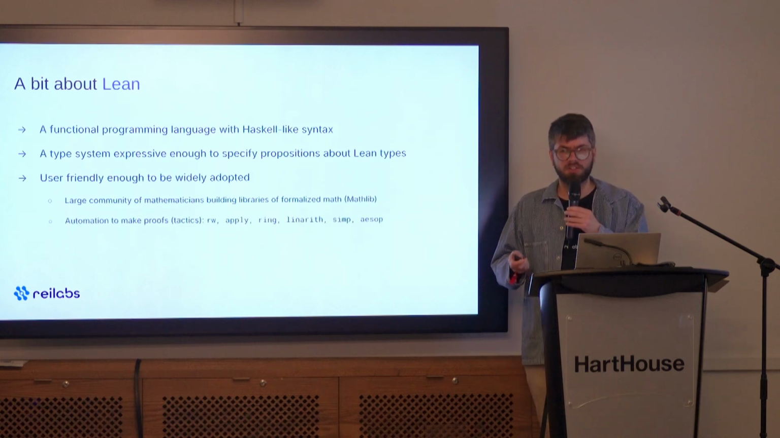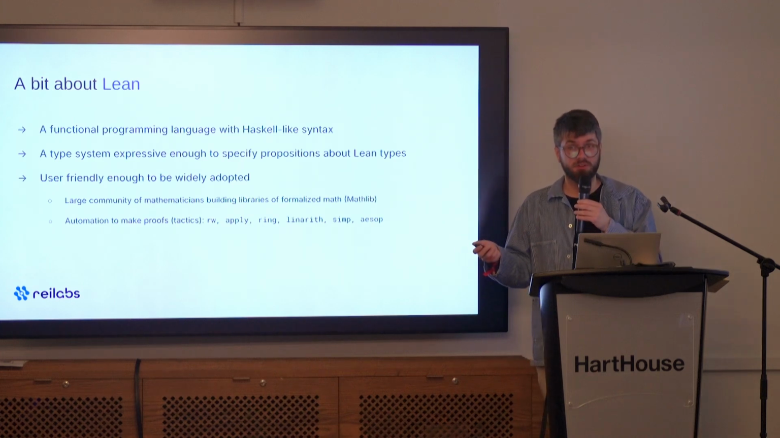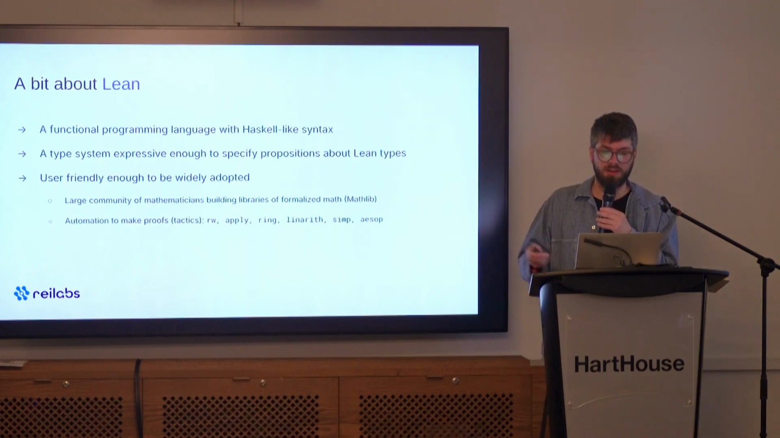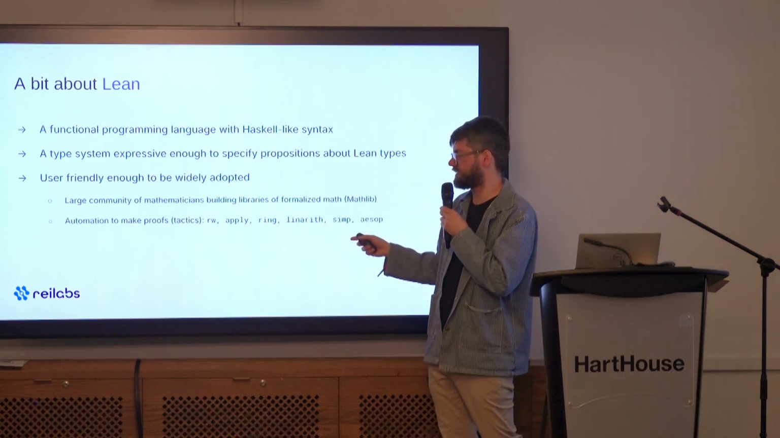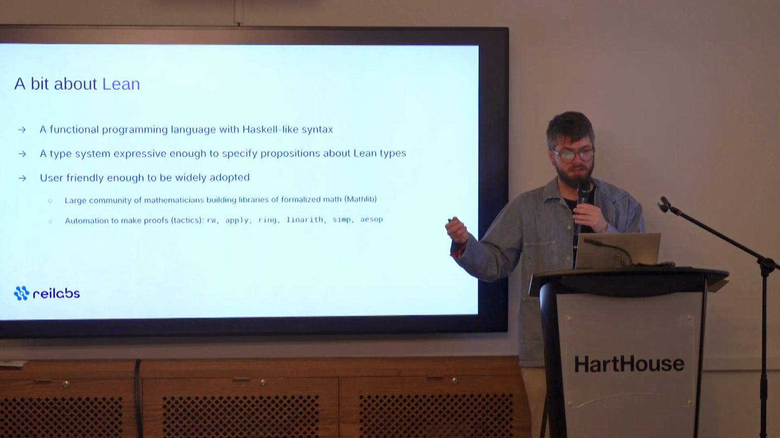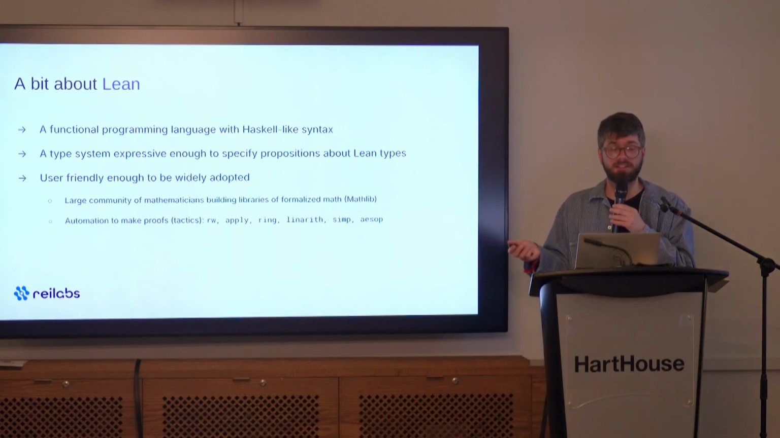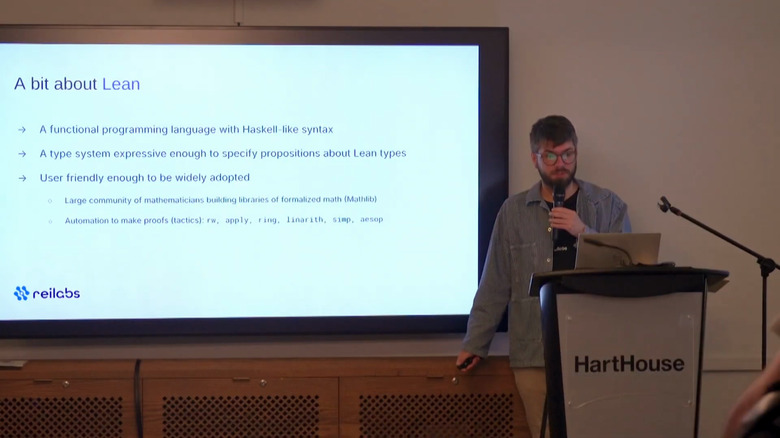They've also implemented a ton of tactics, or proof automation, that make your life easier when you try to write Lean proofs. We have all of these tactics, and I think even in the last couple slides, you saw examples of these tactics. So we have rw, short for rewrite, apply, ring, linarith, simp, aesop. There's a lot of tactics that have already been written in Lean that make your life easier when writing proofs.